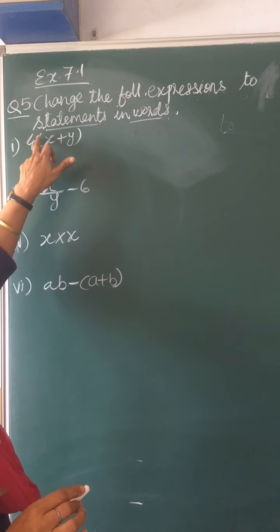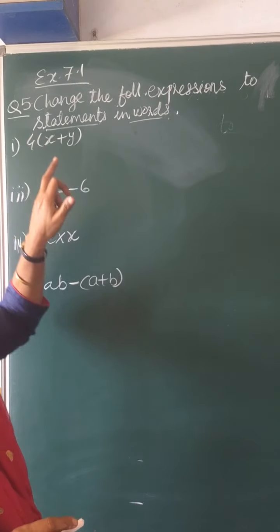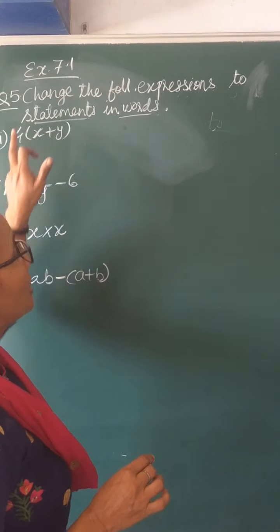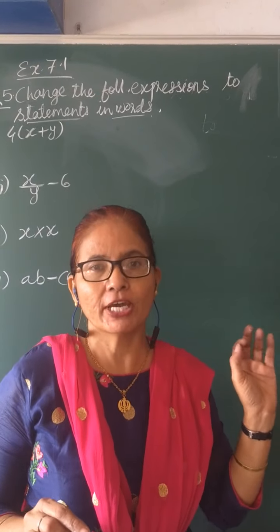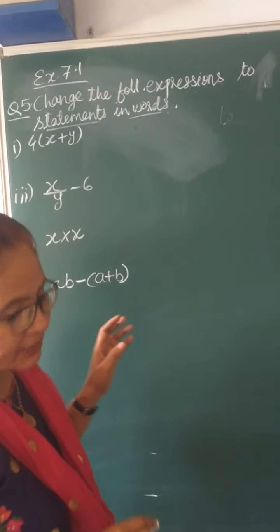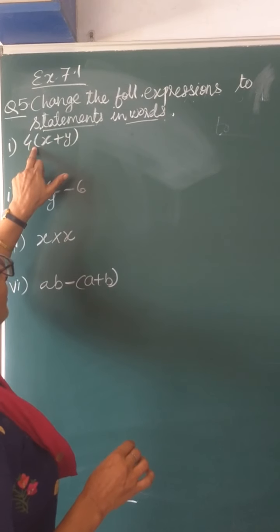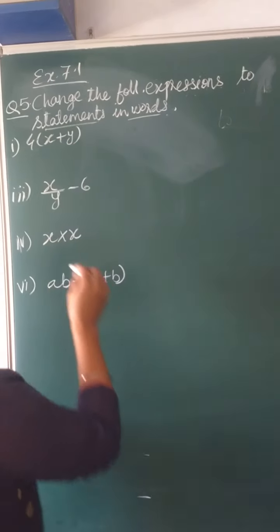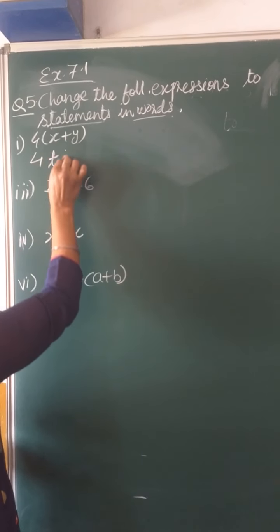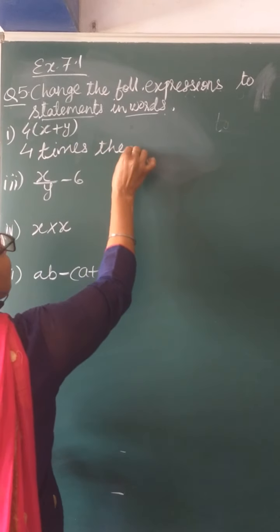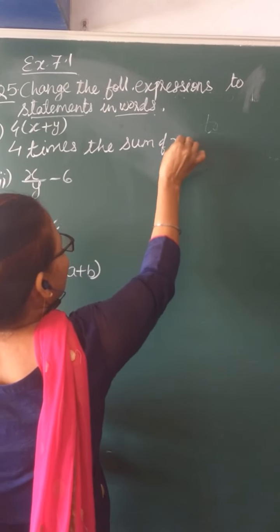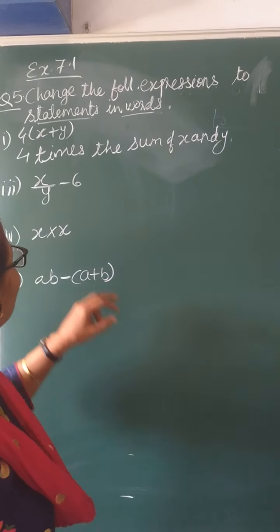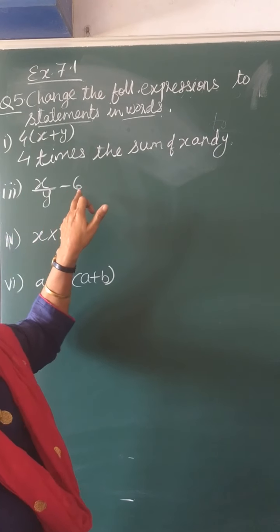4 into this bracket. Before the bracket, whatever the sign here, it is always multiplication. 4 into x plus y. So whenever multiplication is there, we use the word times. Okay. So what do we write here? 4 times. 4 times what? The sum of x and y. As addition is given here, we will write 4 times the sum of x and y.